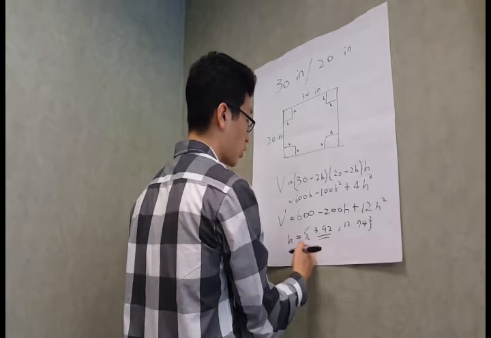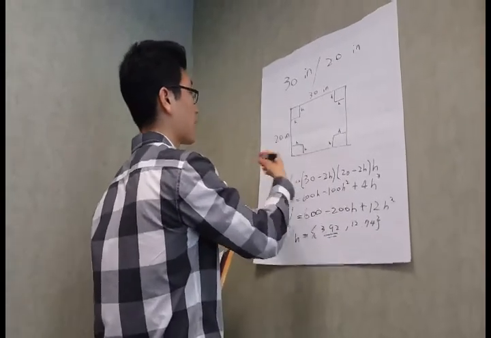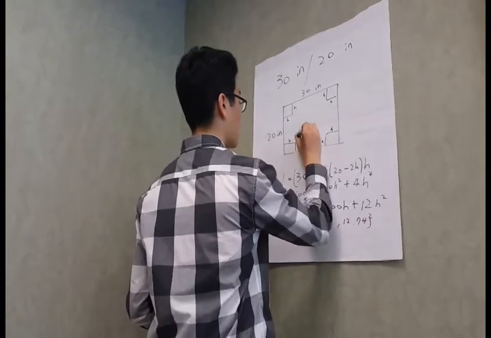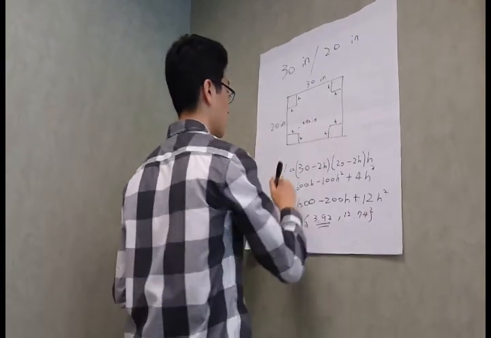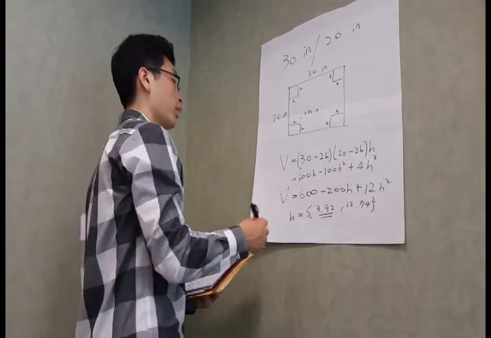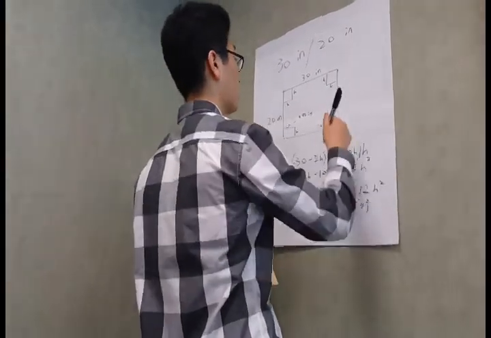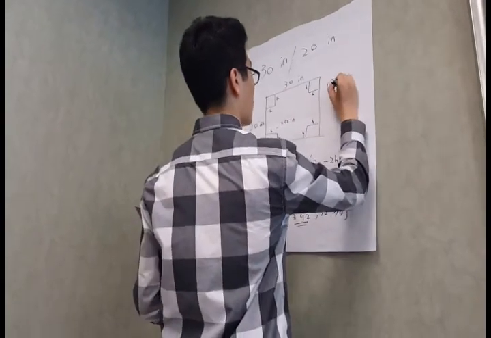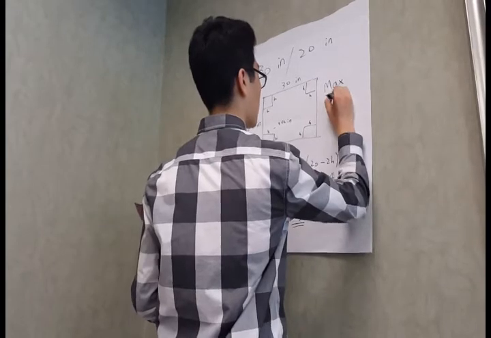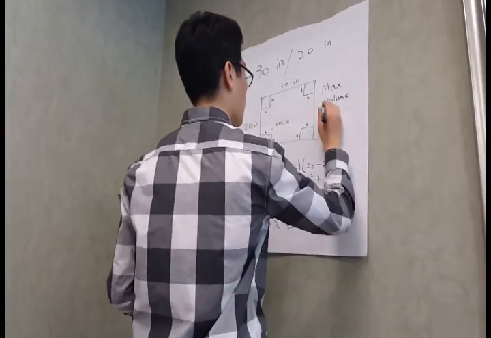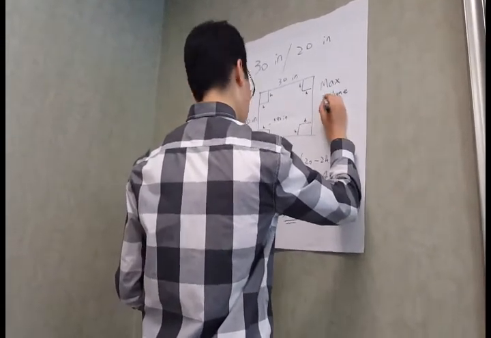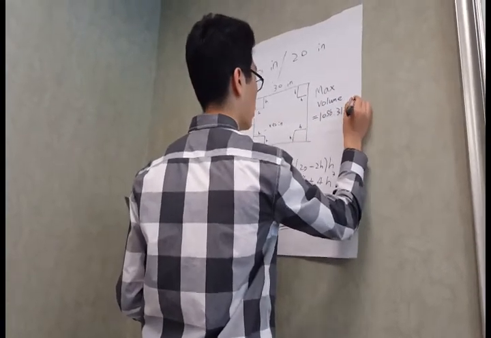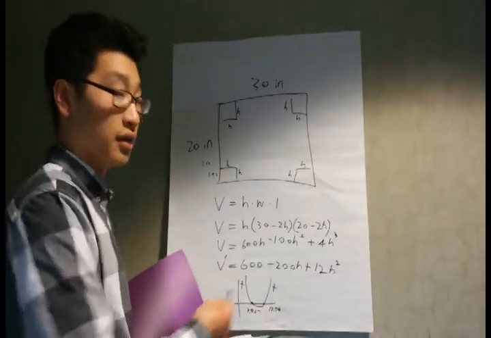So the dimension of the corners that we have to cut out in order to maximize our volume was 3.92 inches by 3.92 inches. Therefore, by putting the value 3.92 into the expression for the volume, we found that the maximum volume that we can get was equal to 1056.31 inches cubed. So that's how you do it.